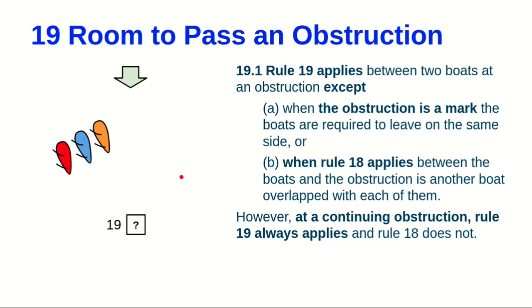And if there is nothing in the water and just the three boats, does Rule 19 apply? Well, obstruction can be a boat that you have to keep clear of. And blue and orange must keep clear of red, because red is the right-of-way boat. So in this situation, Rule 19 will apply to orange and blue as they pass the obstruction, which is red. So the rule does apply in that situation.